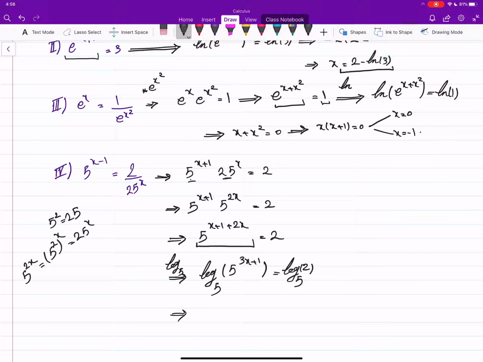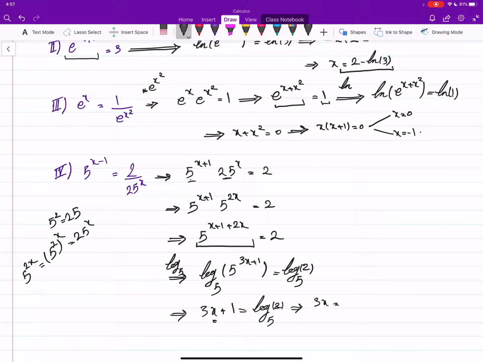Okay, so this gives us 3x plus 1, the inverse property. And well, log of 2 base 5, we don't know what that is. But that's a constant. Just keep it like that. That makes sense. It is as good as writing 2 there or 5 there. It's just a number, yes? It doesn't have any unknown in it. So that's the key point here.